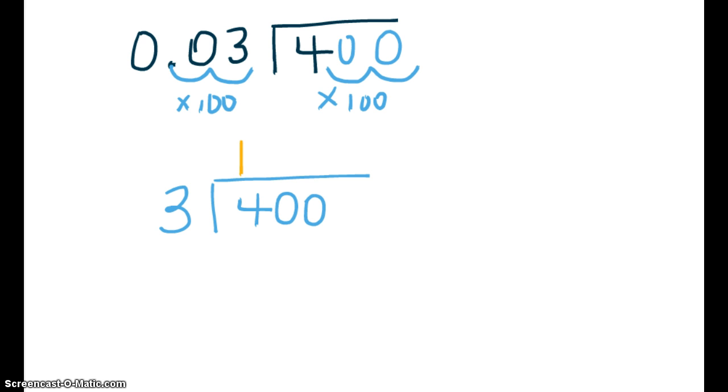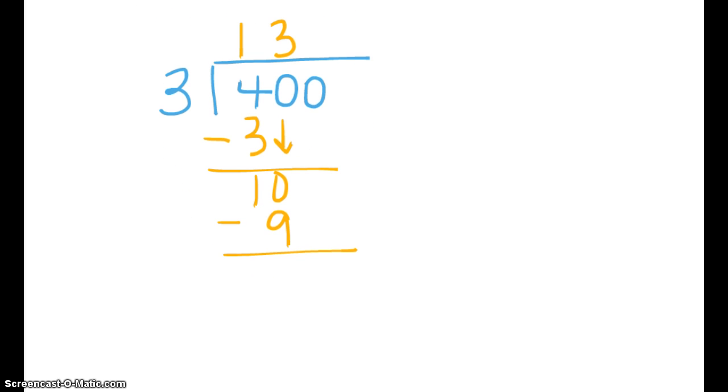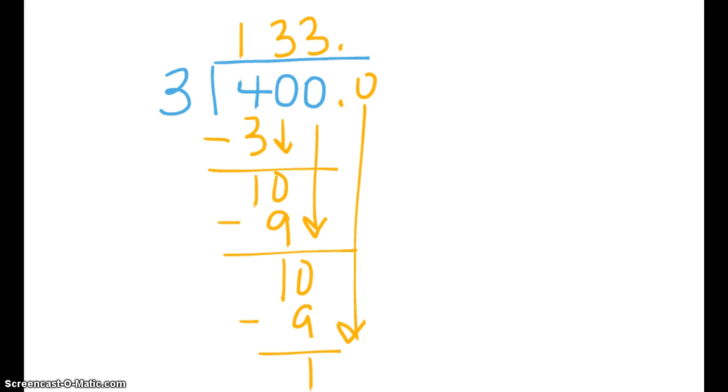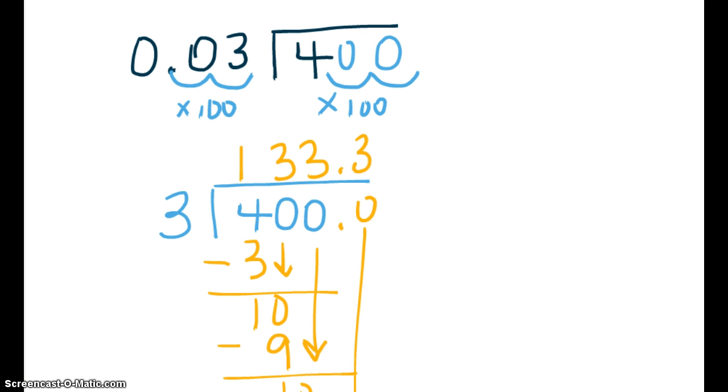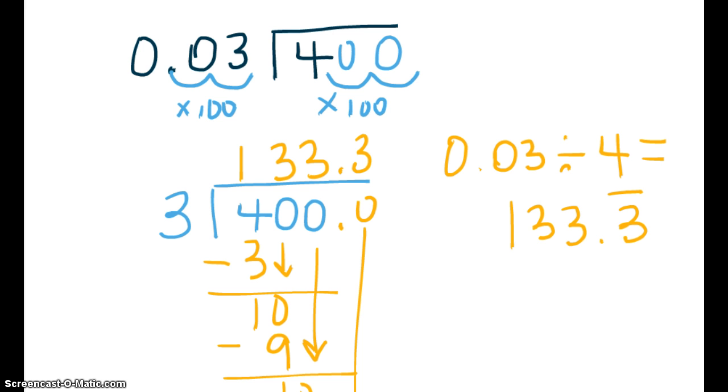3 goes into 4 one time. Bring down my 0. Bring down my other 0. And what is happening, so I'm going to add my decimal and my 0. And what you're going to end up with is another repeating decimal. So 400 divided by 3 is 133 3/10 repeating.